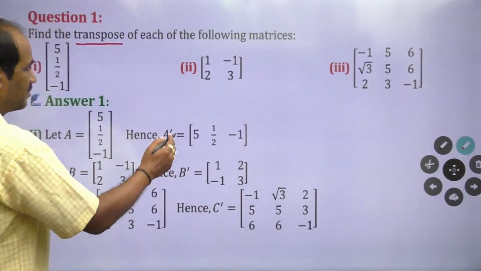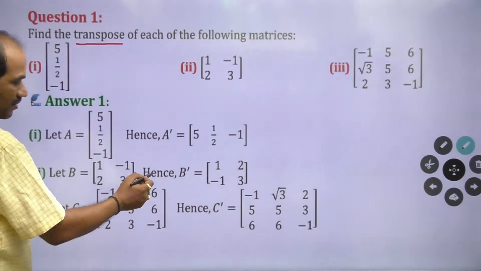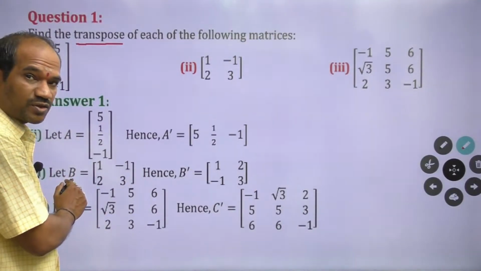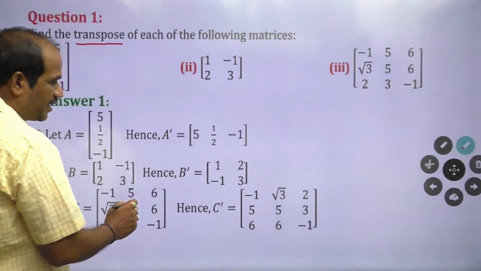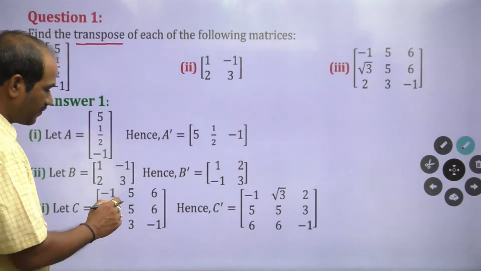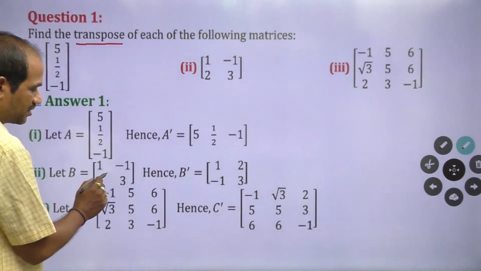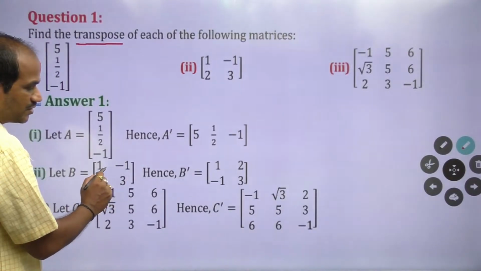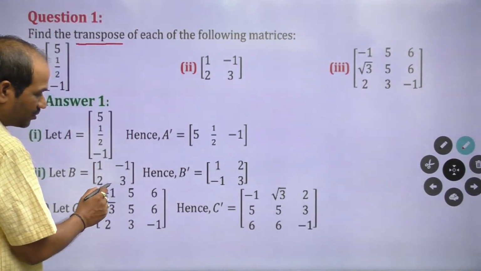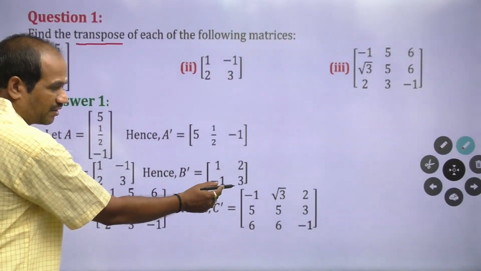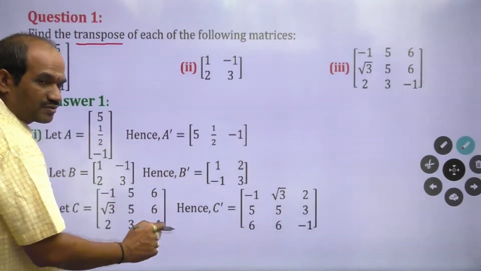Next is the second one. Let B be equal to the second matrix. Hence the transpose of B is B dash, which is interchanging rows into columns. The first row, 1 minus 1, becomes the first column 1 minus 1. Next, the second row, 2 3, becomes the second column 2 3. Interchanging rows into columns.